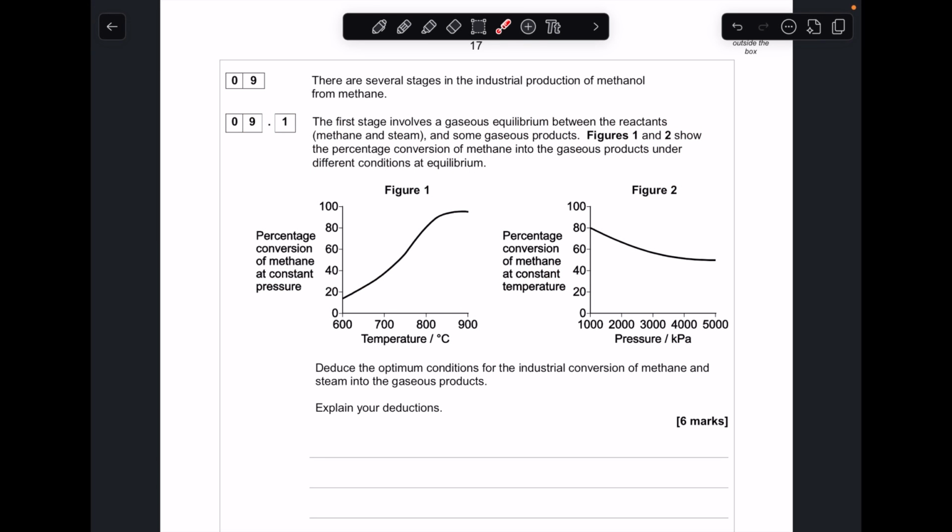Okay, so make a start. For the first part of the question, we've got these two graphs here that we've got to use to deduce the optimum conditions for the industrial conversion of methane and steam into the gaseous products. So we're going to talk about two things in the graphs. We're going to talk about the trend in the graphs, and we're also going to talk about the rate, and then we're going to use that information to come up with our optimum choice for temperature and pressure.